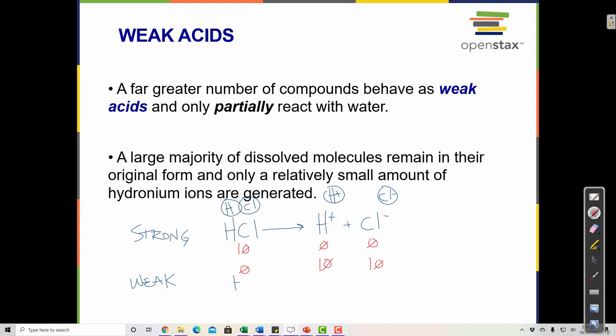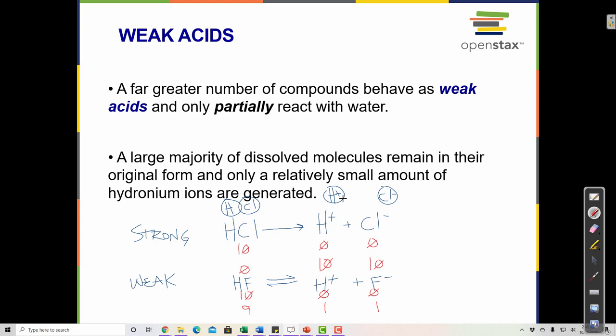But a weak acid, like HF, has a different symbol. We draw the backwards and forwards arrow, called an equilibrium arrow. And if this were to break apart, it would make H plus and F minus. And in a weak acid, we might start with 10 HF and have 0 of these before it falls apart. And then after this is done falling apart, maybe I have 9 HF left and 1 H plus and 1 F minus. So in a strong acid, the HCl completely falls apart and it's just H plus and Cl minus on the other side.